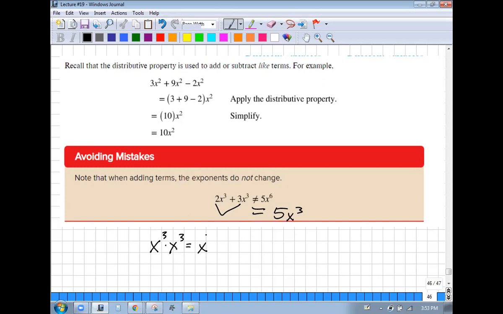This would be an x to the 3 plus 3. Remember, if you have a like base, you add the exponents. Remember, this is x times x times x, and this is x times x times x. You have 6 x's multiplied by one another.